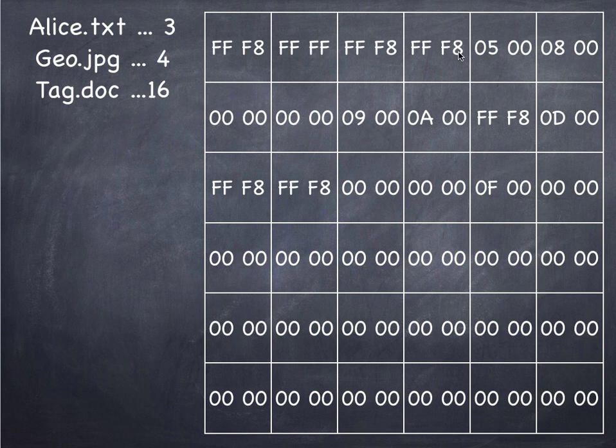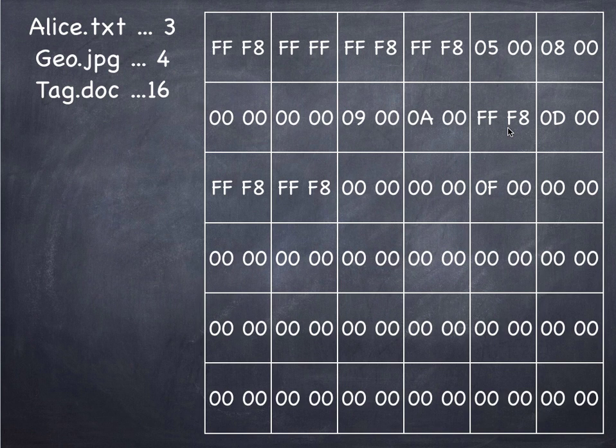go.jpg starts in 4. So we're looking at 4 and we see a 5. So from 4 you go to 5. From 5 you go to 8. So 0, 1, 2, 3, 4, 5, 6, 7, 8. From 8 you go to 9. At 9 you go to 10. Remember the hex value A is actually a 10. And at 10 we have an end of file. So go.jpg is stored in clusters 4, 5, 8, 9, and 10.